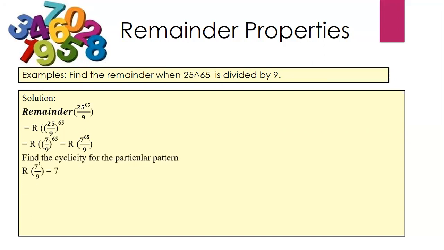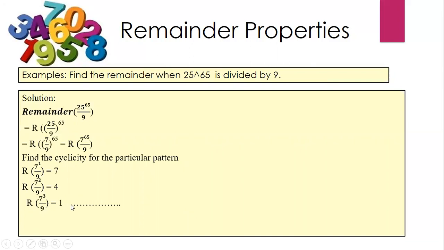Based on that, remainder of 7 power 1 when divided by 9 is 7. Remainder of 7 square when divided by 9 is 4, since 49 by 9, the remainder is 4. 7 cube when divided by 9: I don't need to find out what 7 cube is, just multiply this value by 7. 4 into 7, 28. 28 when divided by 9, the remainder is 1.